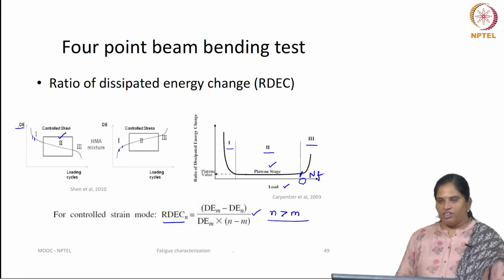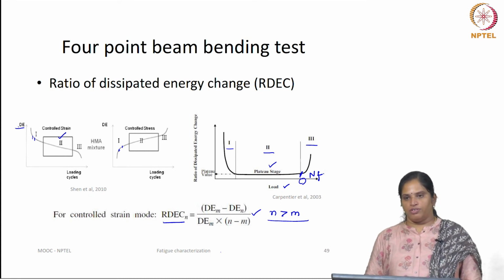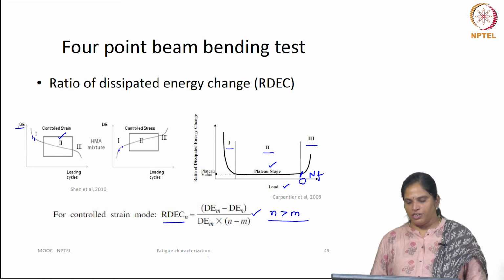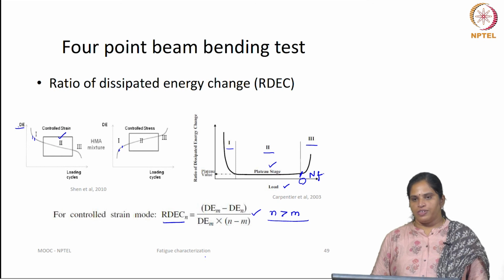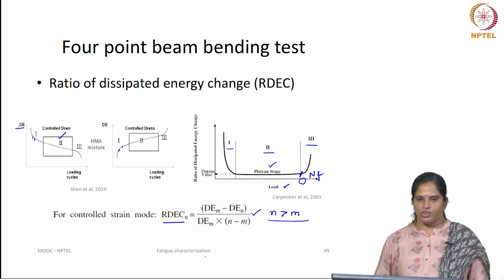So, we have seen different post processing methods of the 4-point beam bending test. Next, we will see how to conduct the indirect tensile strength test of bituminous mixture and what the post processing methods available are, and finally we will relate all these laboratory test results to the mix design. Thank you.